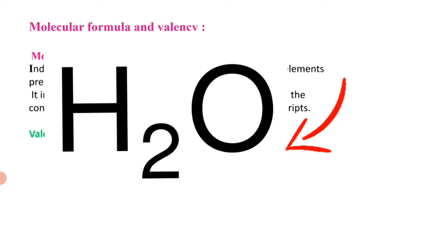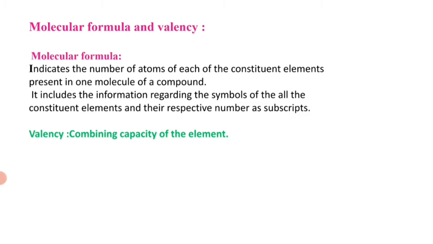If there is only one atom of any element, we don't show it as 1. It is understood that it is one atom even if we don't write the number 1.